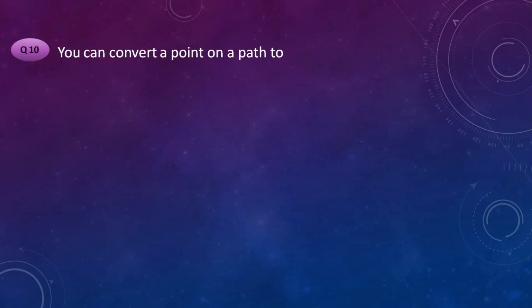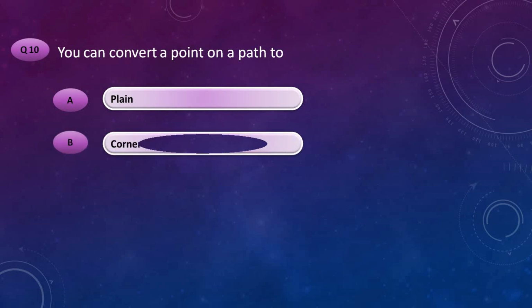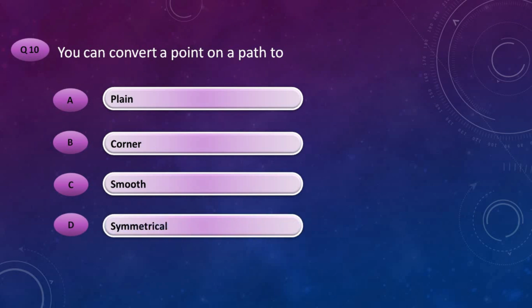The next question, you can convert a point on a path to plain, corner, smooth, symmetrical. Convert direction point tool is in which tool flyout? It is in pen tool flyout.